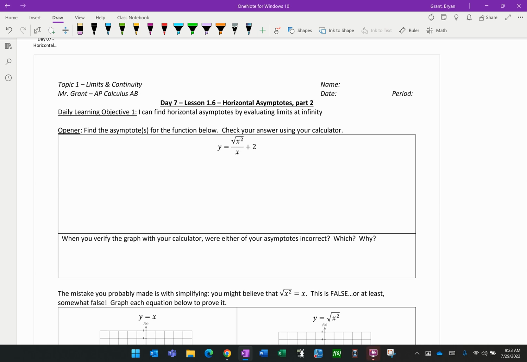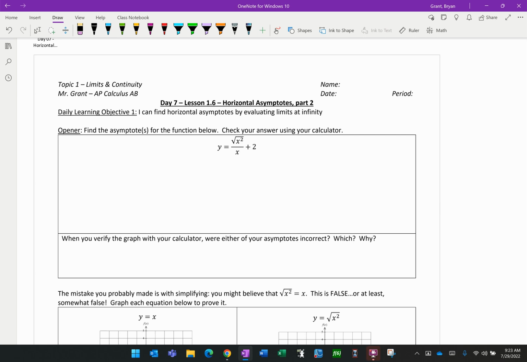Hello, AP Calculus AB students, and welcome back to yet another lesson in Topic 1 on limits and continuity. We're going to finish up Day 6's lesson, and this brings us to Day 7, which is Horizontal Asymptotes, Part 2. So last class we really set the stage with how to find horizontal asymptotes. Those are our limits at positive and negative infinity. And we also learned a little bit about function dominance.